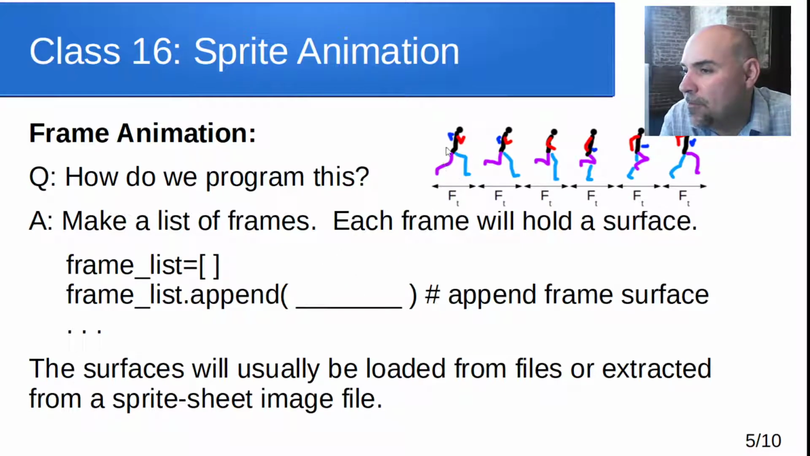So we'll append a surface for this frame, one for that one, one for that one, one for that one, one for that one, one for that one, and so forth. And the surfaces will usually be loaded from an individual file. In other words, this might be run frame one, run frame two, run frame three, run frame four, run frame five, run frame six.